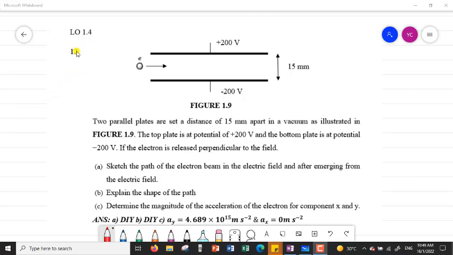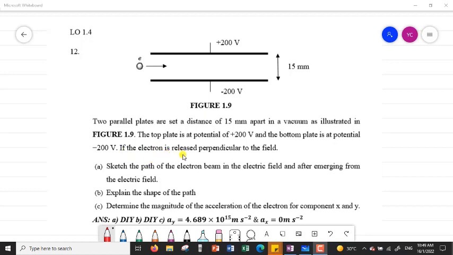So class, question 12, we are given figure 1.9. We have two parallel plates set at a distance of 15 millimeter apart in a vacuum. The top plate is connected to positive 200 volt and the bottom plate is connected to a potential of negative 200 volts. So there is a potential difference between the top plate and the bottom plate.